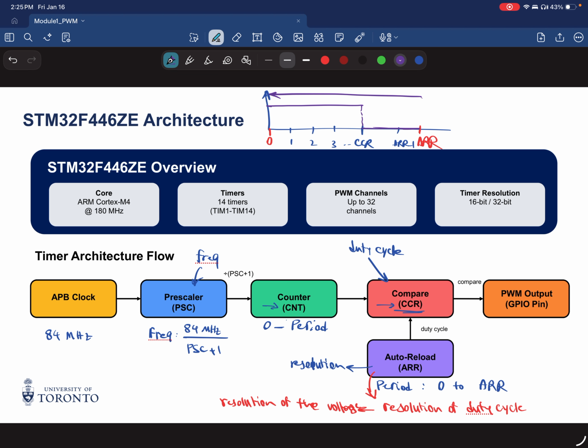ARR defines the period of our signal. CCR helps us define the duty cycle. That's almost like the pulse width. The CCR defines the width. And the duty cycle is CCR over 1 plus ARR.